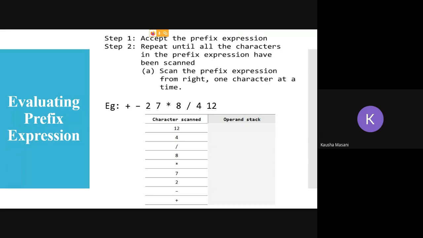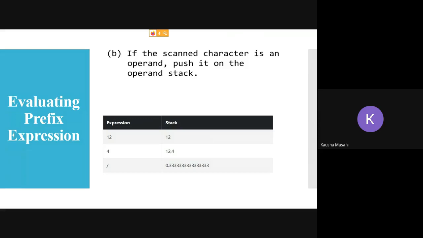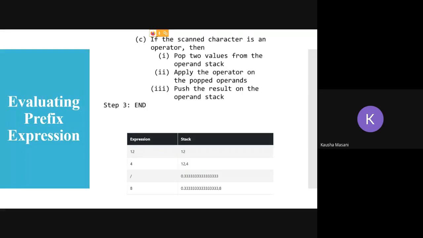Once it is done, start pushing the operands into the operand stack if you are coming across any operand. So scan that character, and if it is an operand, push it into your operand stack. If it is an operator, then first thing, pop out 2 values from the operand stack, the top 2 values, apply the operator which you have scanned, and push back the result into the operand stack. This is how you are going to evaluate the prefix expression.